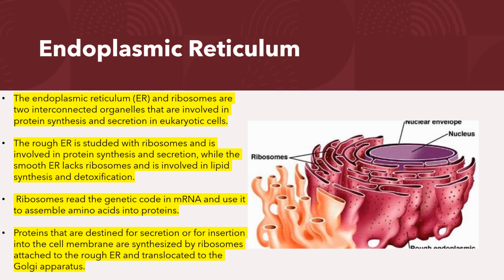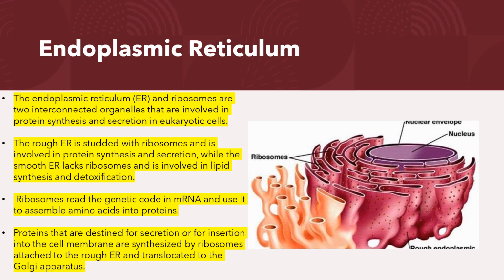Proteins that are destined for secretion or insertion into the cell membrane are synthesized by ribosomes attached to the rough endoplasmic reticulum. As the protein is synthesized, it is translocated across the membrane of the endoplasmic reticulum and into its lumen, where it undergoes folding and modification. The protein is then transported to the Golgi apparatus, where it undergoes further processing and sorting before being packaged into vesicles for secretion or incorporation into the cell membrane.